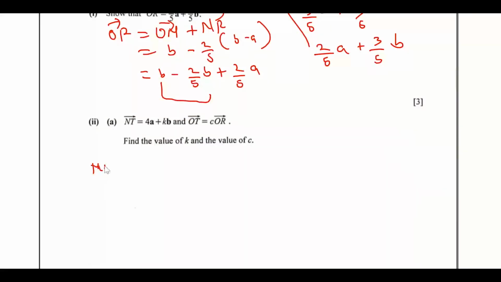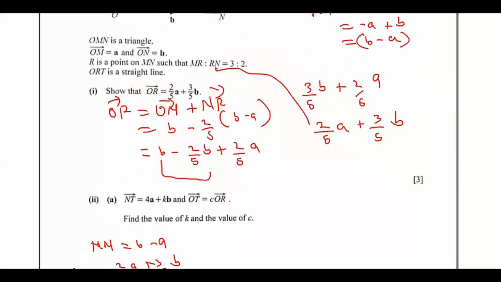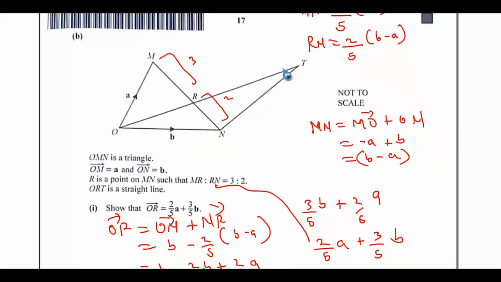So MN equals B minus A. Okay, and we already know that OR is equal to 2/5 A plus 3/5 B. So this is given. Also, NT is given as 4A plus KB. Okay, but OT is equal to ON plus NT.